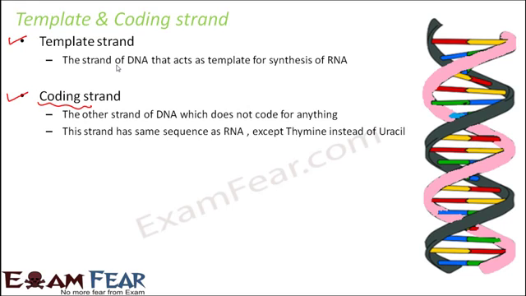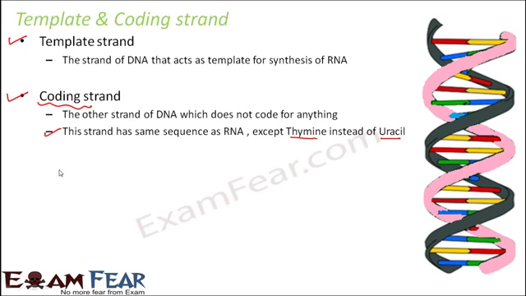This strand has the same sequence as RNA except thymine is replaced with uracil. That's because thymine is the nitrogenous base which is present only in DNA and not in RNA. Similarly, uracil is present only in RNA and not in DNA. So wherever you have a thymine, that gets replaced with uracil. And it is observed that the RNA which is being created has exactly the same sequence as that of the coding strand. Why is that?